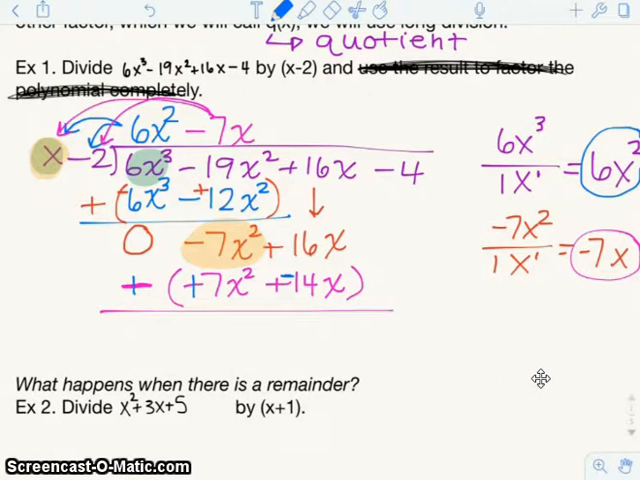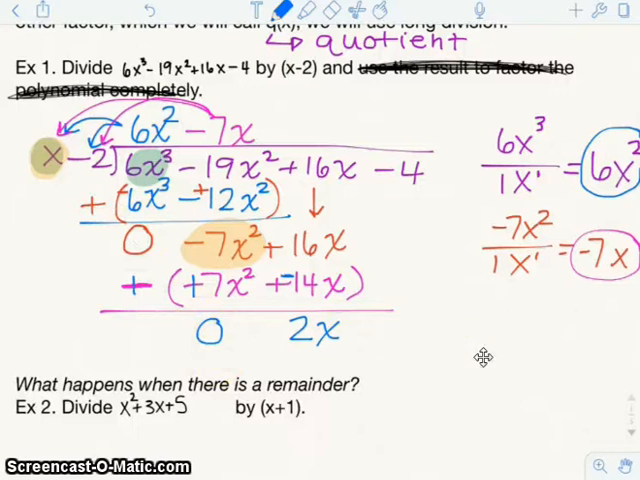I'm really distributing that negative 1 through. That negative 1 is going to change the sign. So negative 7x squared plus a 7x squared, this becomes a 0. And 16x plus a negative 14x is 2x. These zeros right here are not an accident. That happened on purpose. That means we're doing our job right. Okay? You want that to happen.